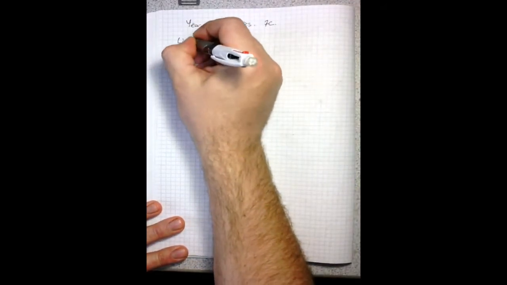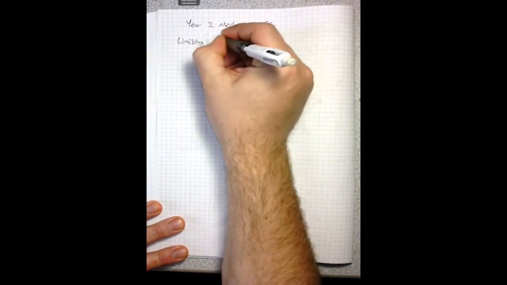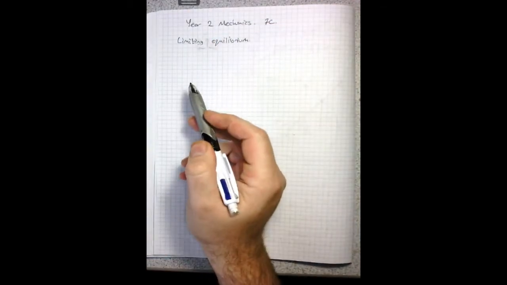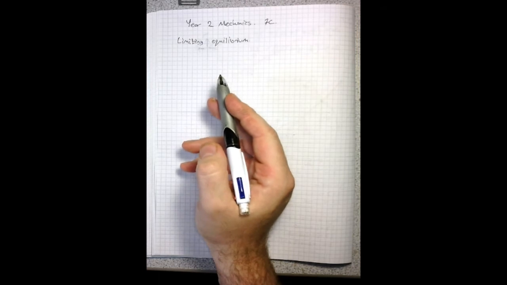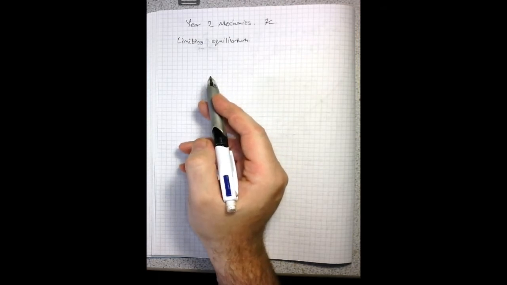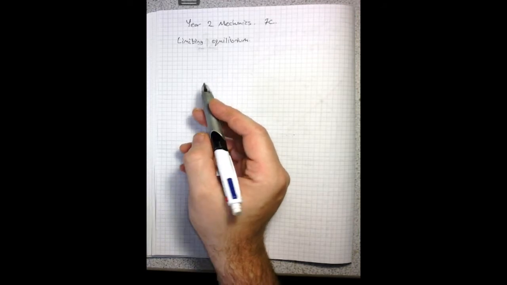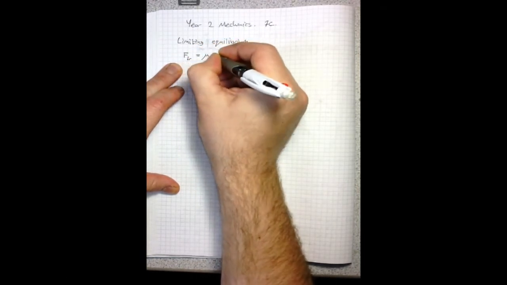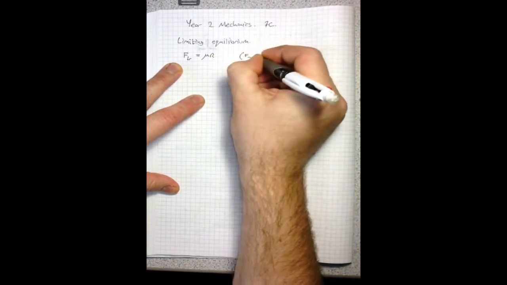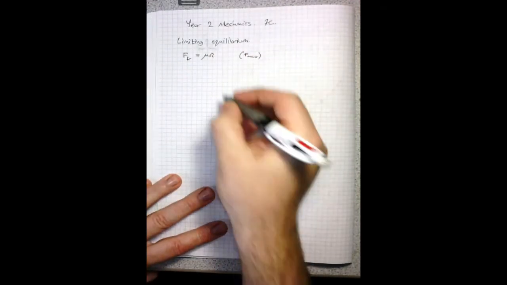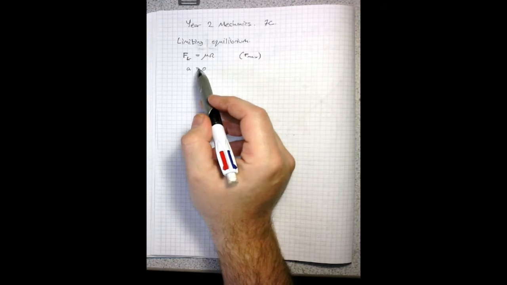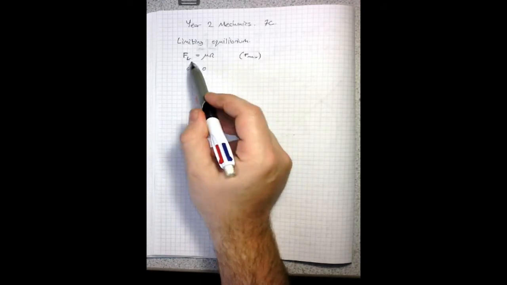So limiting equilibrium is when the value of friction is at its maximum. Remember, friction can vary between 0 and some maximum value. So friction is at its maximum, so my particle is just about to move, but it's still not actually moving. So in limiting equilibrium, friction is equal to mu R, remember that's F max, and also my acceleration is 0. So I'm just at the limit of my equilibrium, just at the limit of my friction.